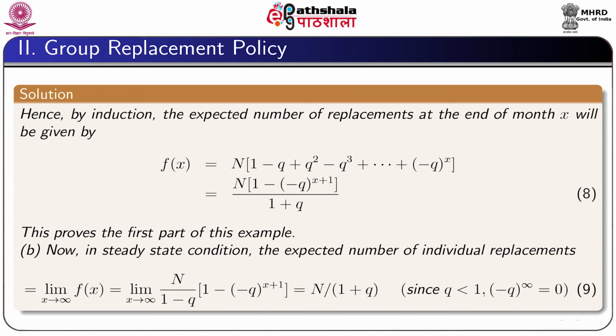Now, in the steady state, the expected number of individual replacements is equal to limit x tends to infinity f(x). Putting the value of f(x) from equation 8, we can find the expected number as n by 1 plus q.